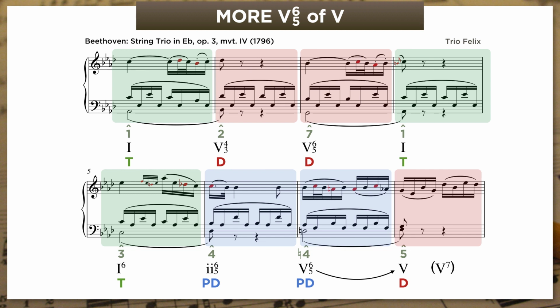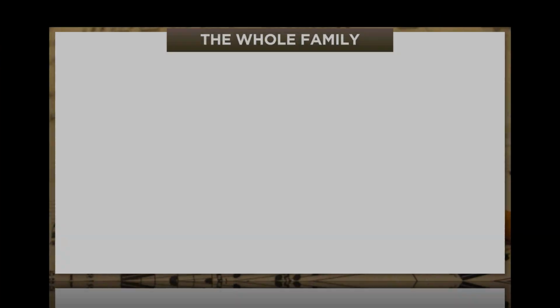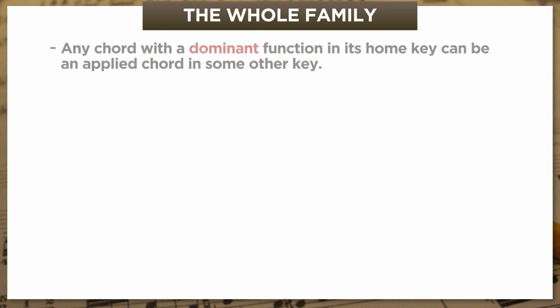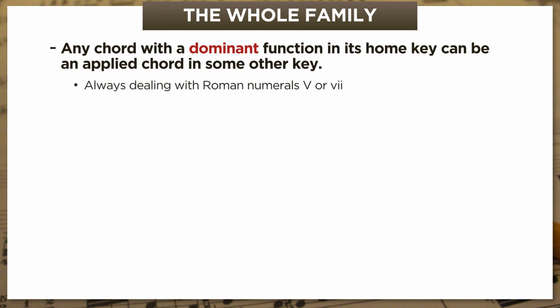So until now, we've only seen one applied dominant, 5-6-5 of 5. But that's not the only applied chord to 5, it's just a really common one. Let's get to know the whole family now. The thing you need to know is that any chord with a dominant function in its home key can be an applied chord in some other key. That means we're always dealing with Roman numerals 5 and 7. In this video, that means 5 of 5 and 7 of 5.